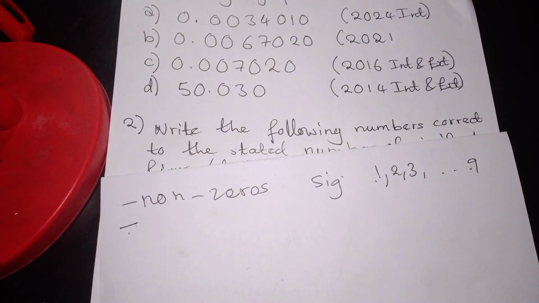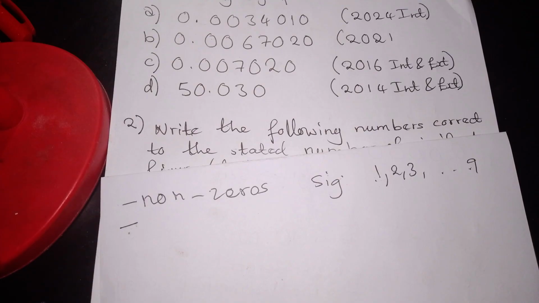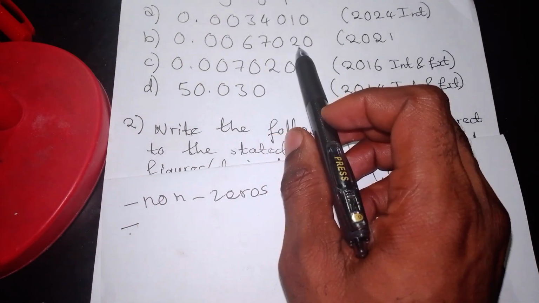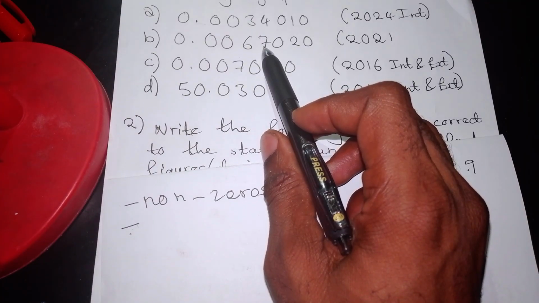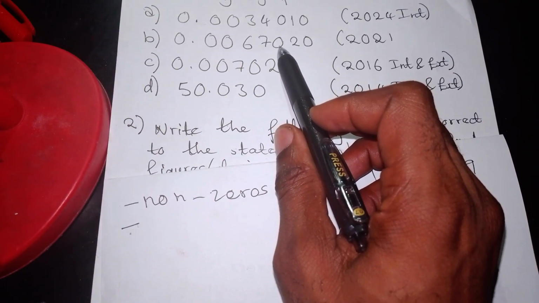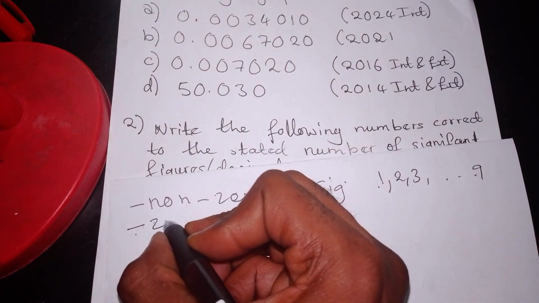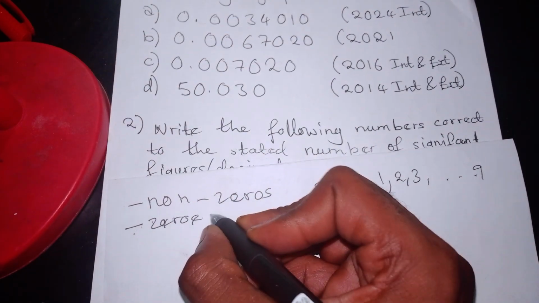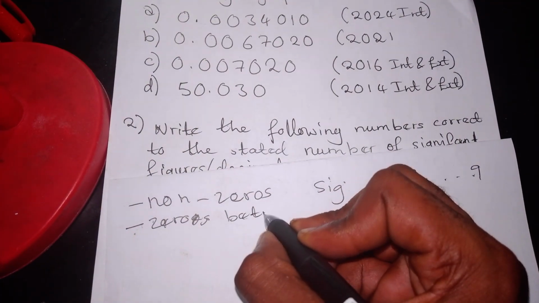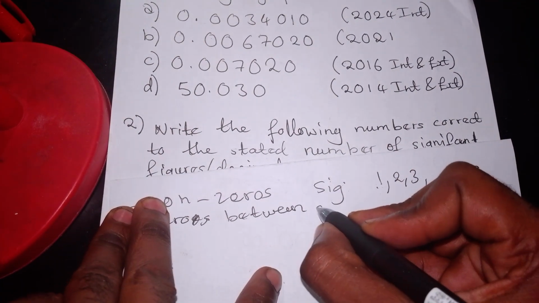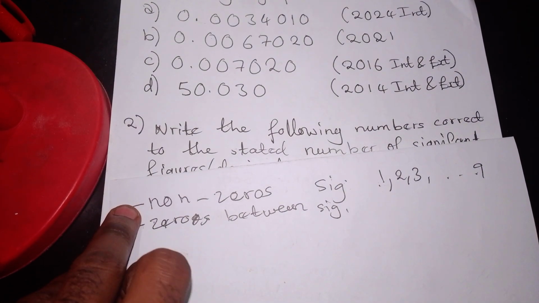For example, when you have a 0 between significant figures, like in this case here, we have two significant figures, a 2 and a 7. So this 0 here is considered significant. So zeros between significant figures are also considered significant.